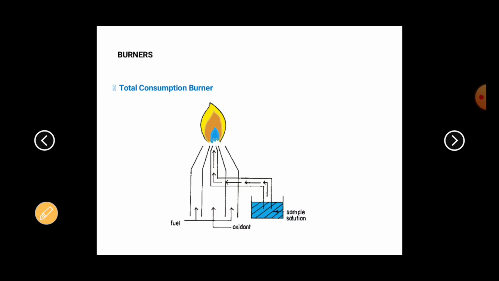In this type of burner, the sample solution is aspirated through the capillary. You can observe the diagram. This is the sample solution which is aspirated through the capillary by high pressure, and the fuel and oxidant are also present here. And this will be burnt at the tip of the burner. The advantage of the total consumption burner is that it is very simple, easy to operate and inexpensive. But the disadvantage is that it doesn't produce a uniform and homogeneous flame, since the droplets may vary in size and this leads to fluctuations in the flame intensity.